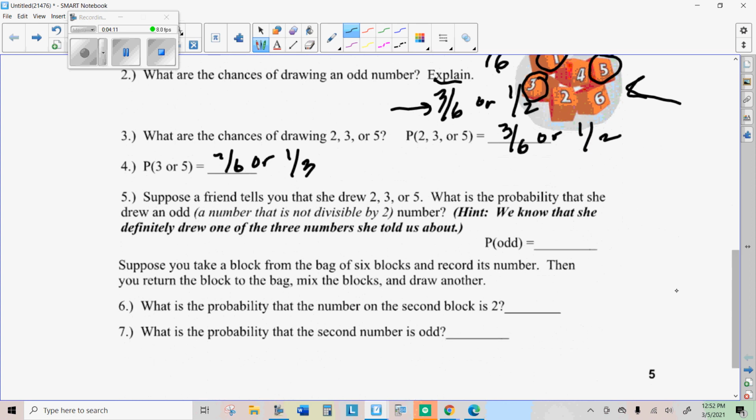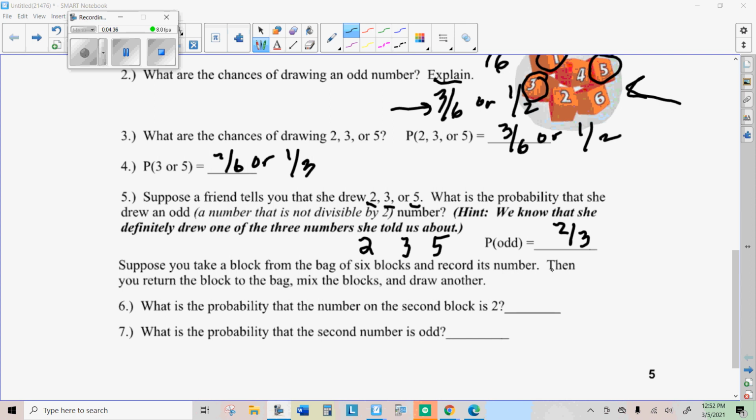All right, suppose a friend tells you she drew a 2, a 3, or a 5. What is the probability that she drew an odd number that is not divisible by 2? Now, we definitely know that she drew one of these 3 numbers. So those are our choices. It's either a 2, a 3, or a 5. So what do you think the probability is that she'll get an odd?